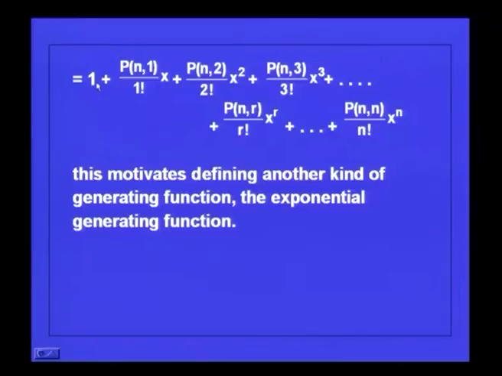So, this is equal to (1 + x)^n, but here we are able to get the value of P(n,1), P(n,2), P(n,3), etc. This motivates defining another kind of generating function called the exponential generating function. So, for permutations we need to define another kind of generating function known as the exponential generating function.